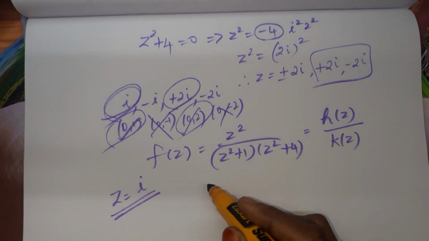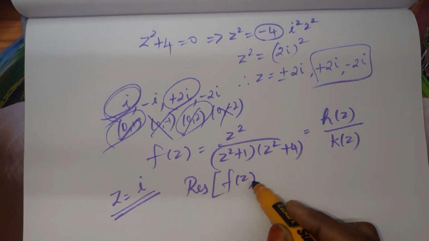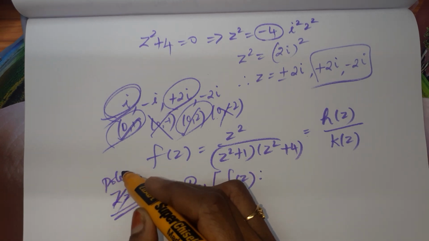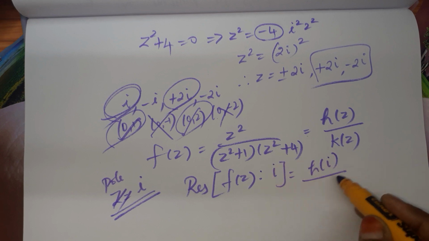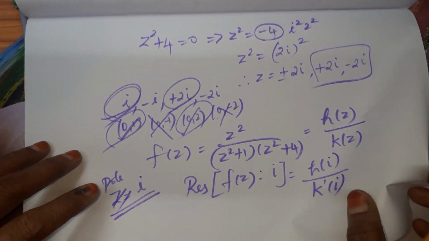Okay, so what is the formula for finding the residue? Residue of f of z at the pole, not z, at the pole, this is pole. At the pole i is equal to h of i by k dash of i. Okay, so what is h of i? We have to calculate both the terms.